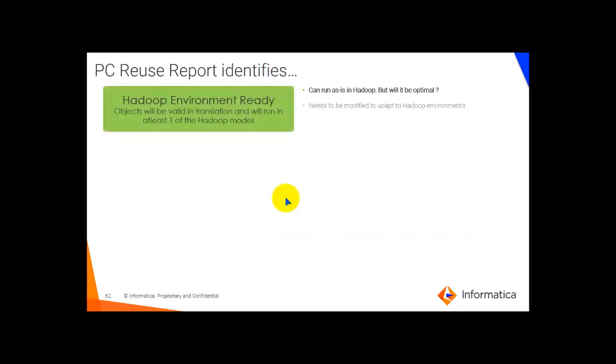Let's get to a quick demo. Before we go into the demo, I'll quickly show you what the report tries to identify and how you can use that information to understand the reusability of the existing mappings. The report identifies and categorizes the mappings into 4 different categories.